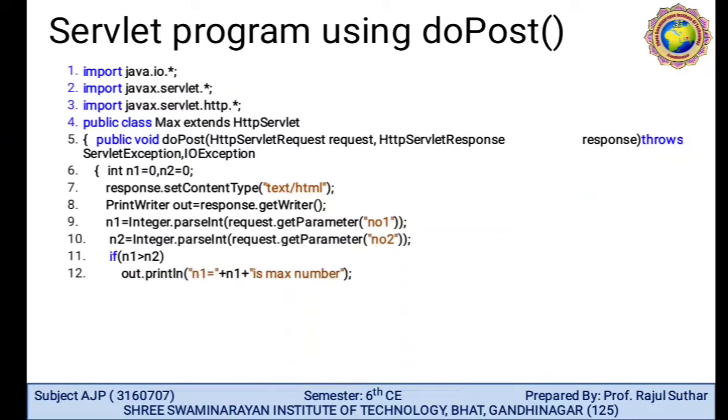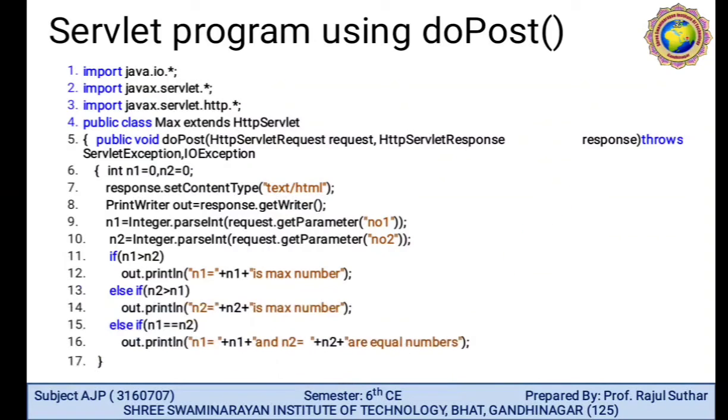If n1 is greater than n2, what is our output? out.println n1 plus n2 is maximum number, meaning n1 is printed as the maximum number if n1 is greater than n2, otherwise n2 is maximum, or n1 is equal to, double equal to, n2, so what is the output? out.println n1 and n2 both are equal.